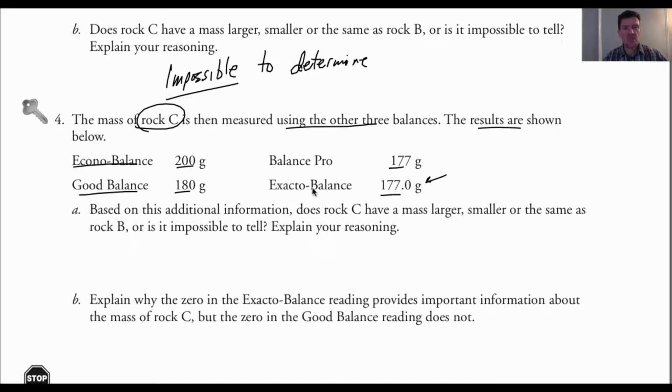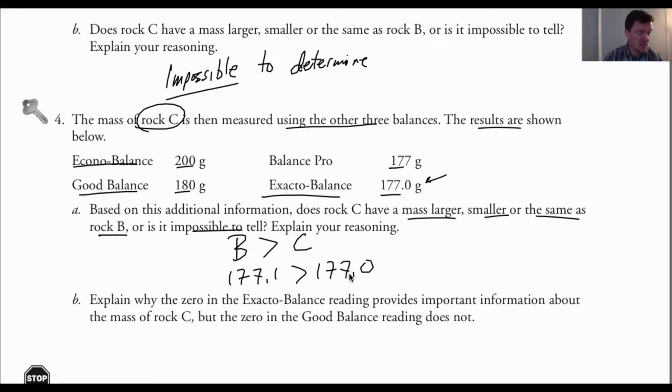Based on this additional information, does rock C have a mass larger, smaller, or the same as rock B, or is it impossible to tell? In this case, we are able to tell, because on the exacto balance, rock B came in at 1/10 of a gram greater. So B is going to have a larger mass than C, because 177.1 is greater than 177.0.